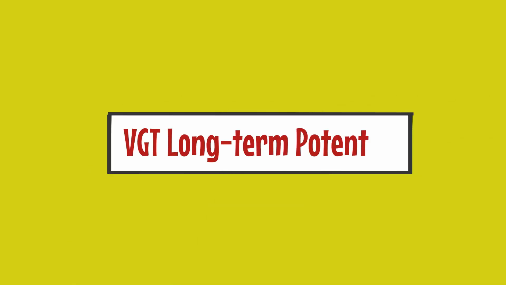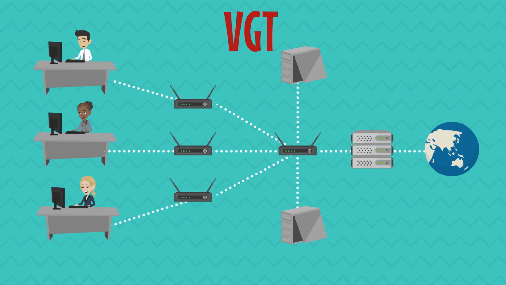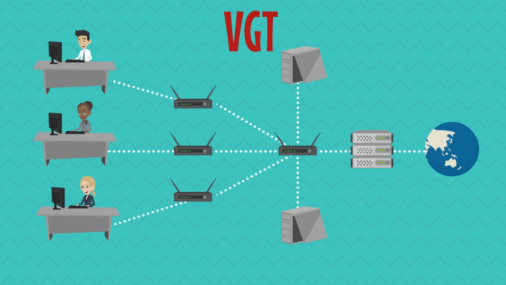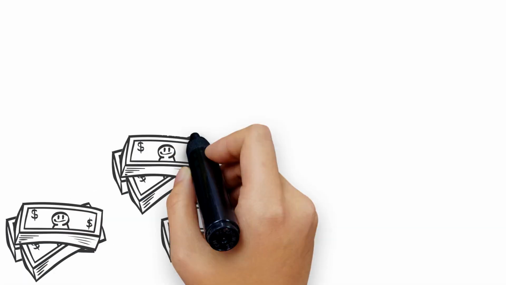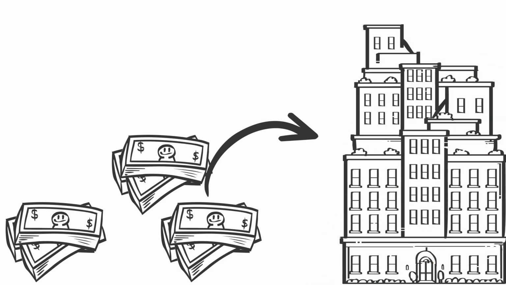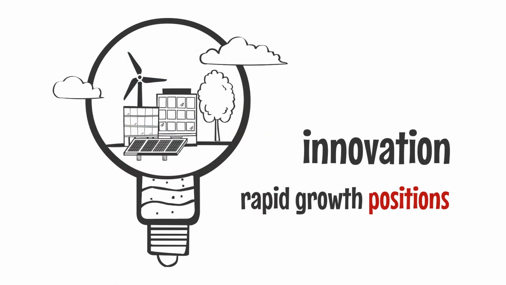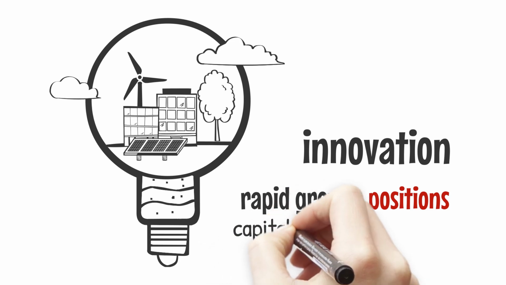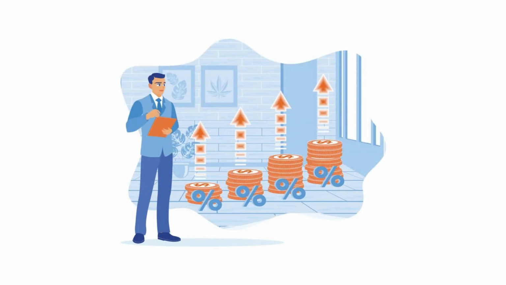VGT long-term potential. VGT, on the other hand, offers a different kind of long-term potential centered around the explosive growth of the technology sector. The ETF invests in some of the most innovative and high-growth companies in the world, which are often at the forefront of technological advancements. This focus on innovation and rapid growth positions VGT to capture significant capital appreciation over the long term. The technology sector is known for its high volatility, but it also presents opportunities for substantial returns.